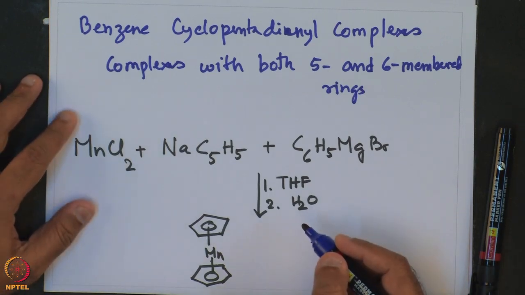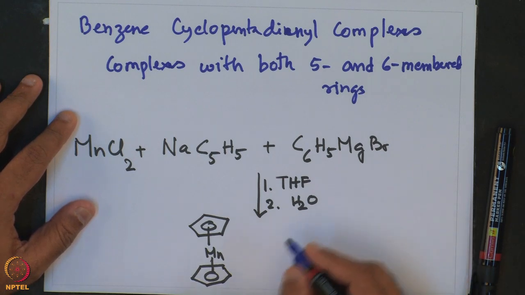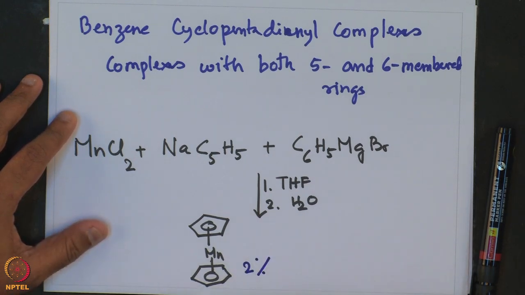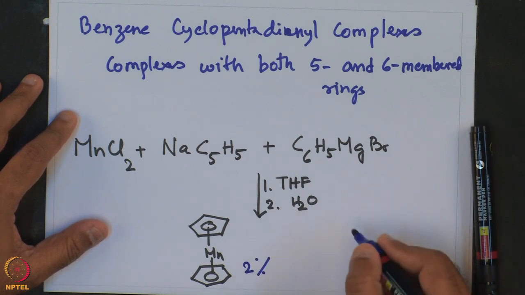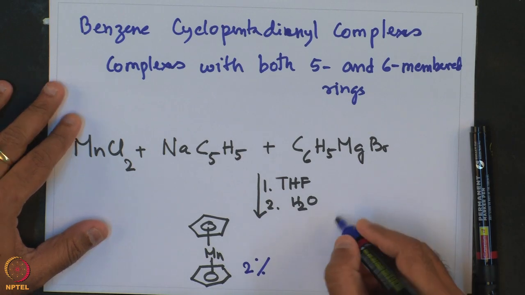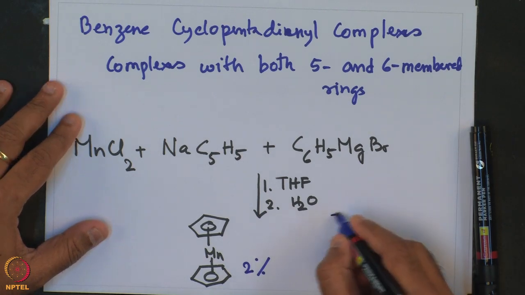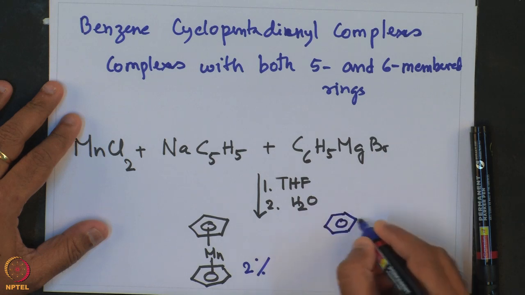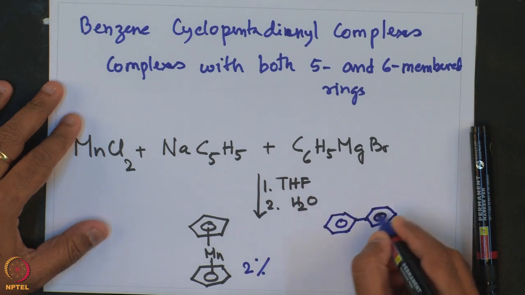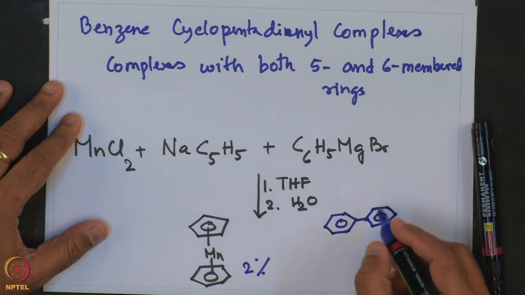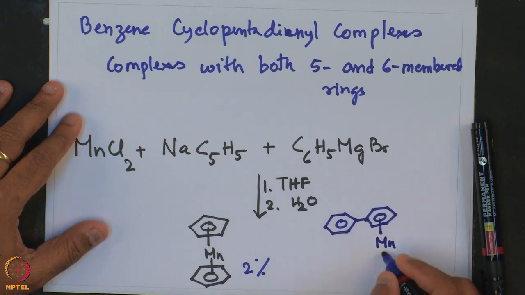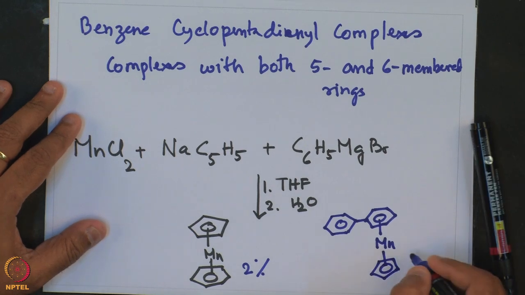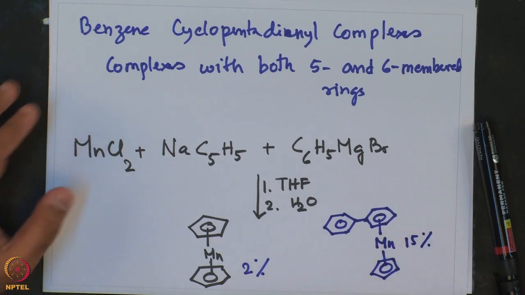is only 2%, and the major product formed in this reaction is biphenyl Mn C5F5. So, the major product is biphenyl Mn C5F5, which is about 15%.